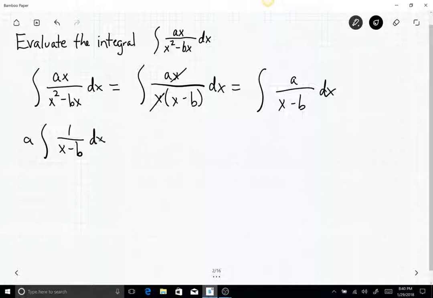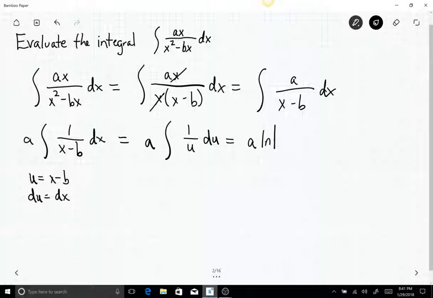So you have a, we can pull out because that's just a constant, and we're taking our antiderivative with respect to x, so we don't have to worry about the a. So that means we can do u equal to x minus b, and that means du equals dx. So this whole thing equals a times 1 over u du, which we should recognize is a times the antiderivative of that, which is natural log of the absolute value of u, plus c.